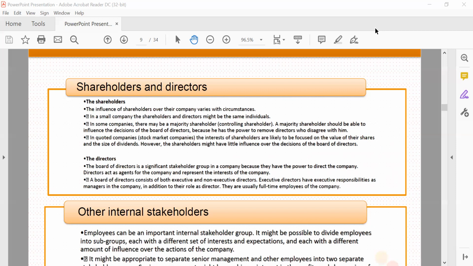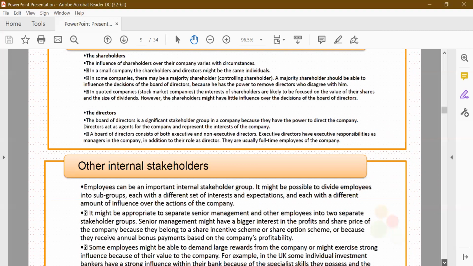Non-executive directors, on the other hand, are not necessarily involved in the day-to-day business operations of the company. They would not have executive responsibilities because they are non-executive directors. Executive, as I mentioned, means day-to-day, and non-executive means not day-to-day, right? So executive directors have executive responsibilities, and they are usually full-time employees of the company.